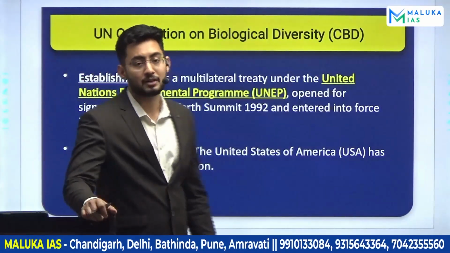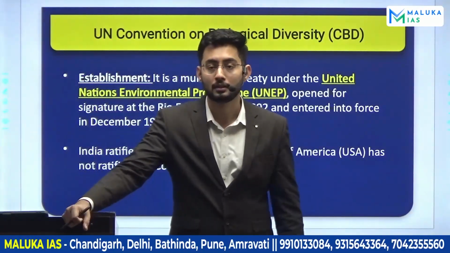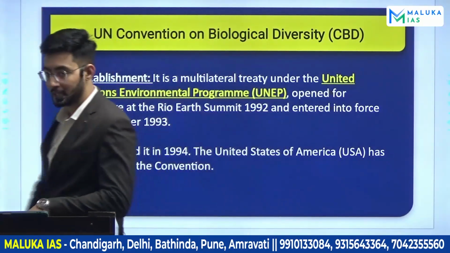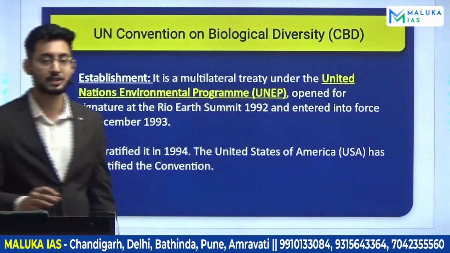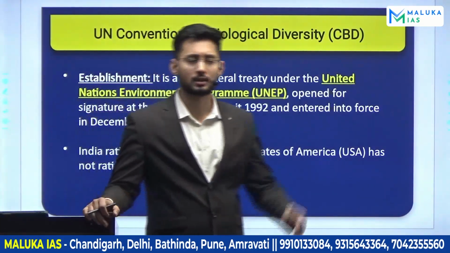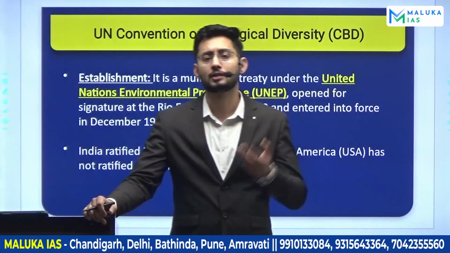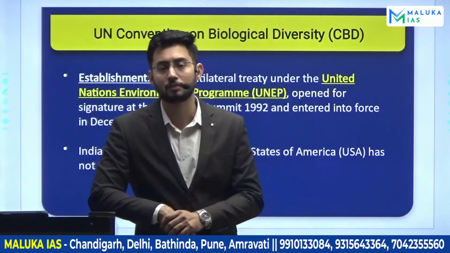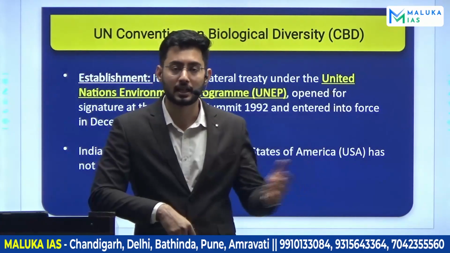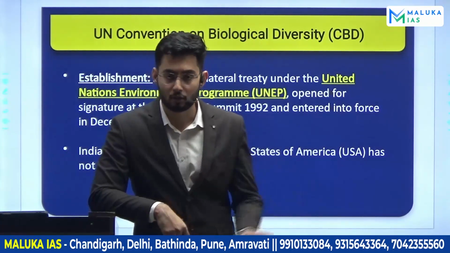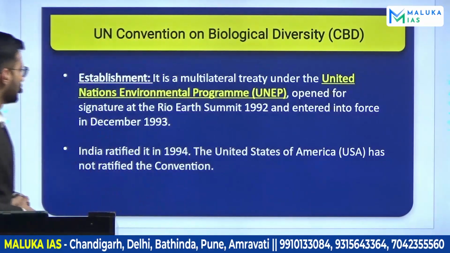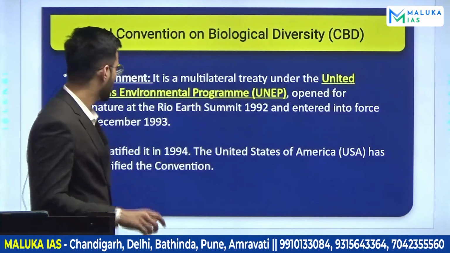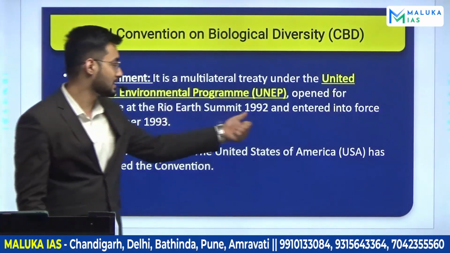The concept of the Convention on Biodiversity started from the Rio Earth Summit 1992. Three of the main documents on environment were opened for signature in this convention: the United Nations Framework Convention on Climate Change, the United Nations Convention on Biodiversity, and the United Nations Convention on Combating Desertification. It is a multilateral treaty under the United Nations Environment Program, open for signature at the Rio Earth Summit 1992.